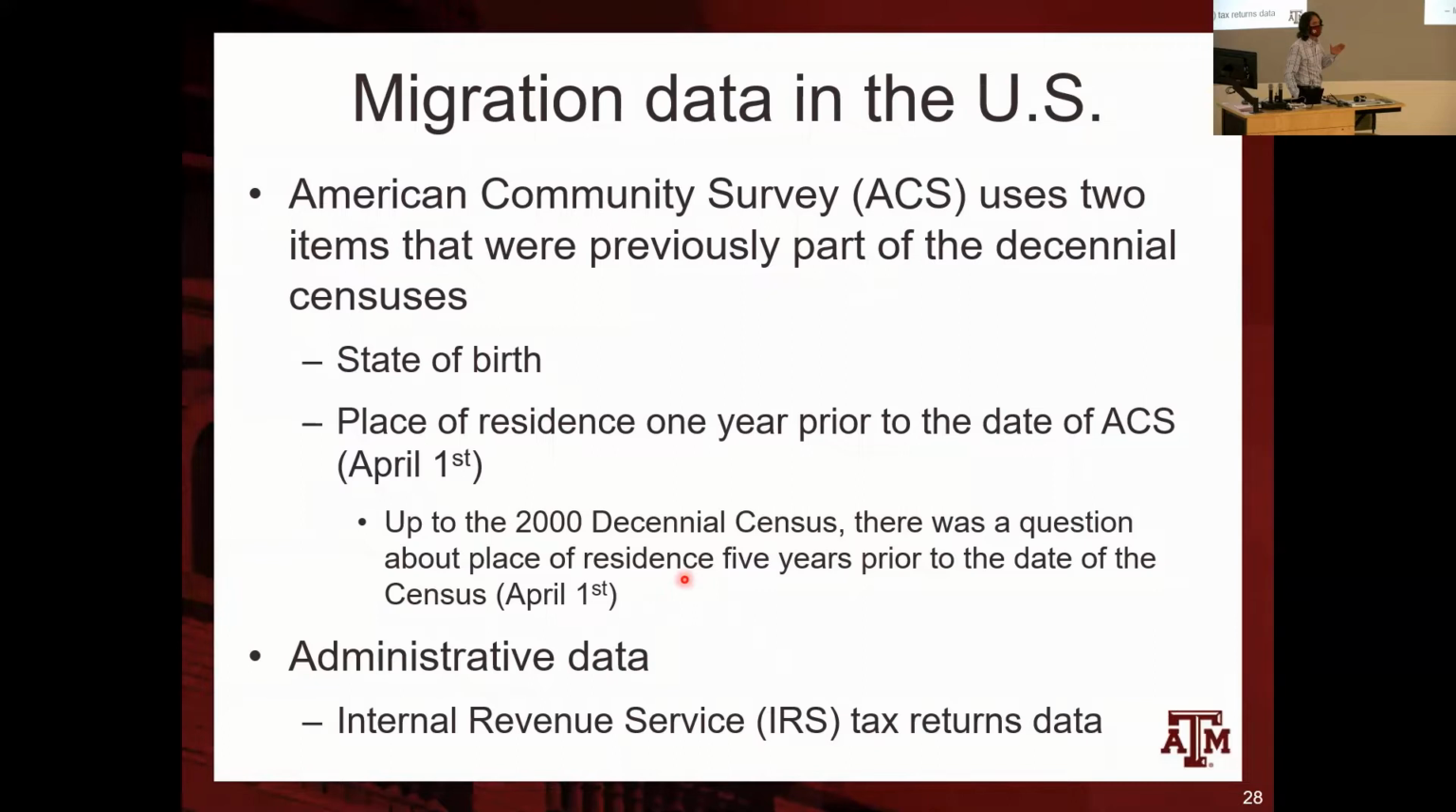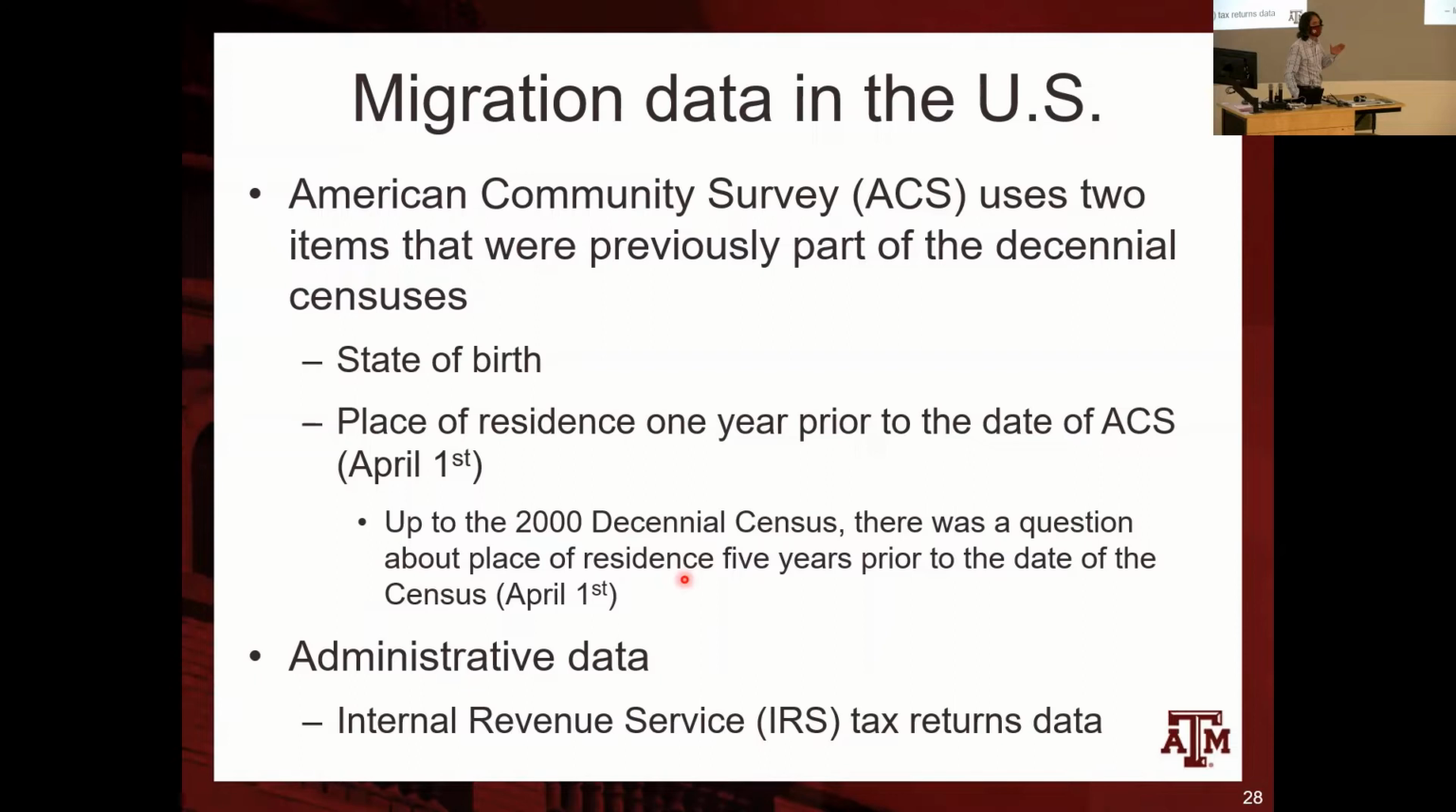In which place did you live? In which city, county did you live? Exactly 5 years ago, on April 1st, 1995, right? So this question of a place of residence in a fixed prior date, it was asked up to the 2000 census, 5 years before the census. So the 1990 also has it, 1980 as well, 1970. But the 2010 census doesn't have it anymore.